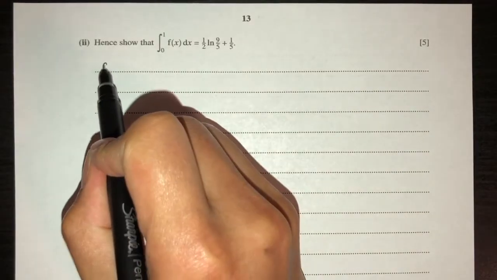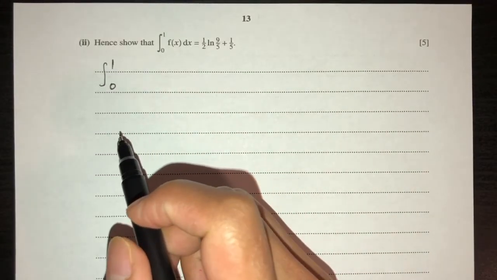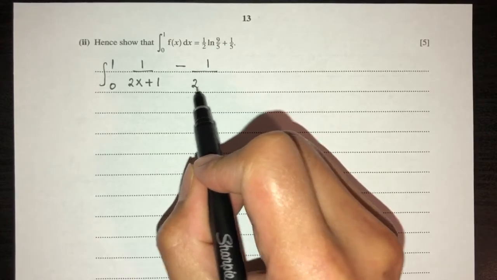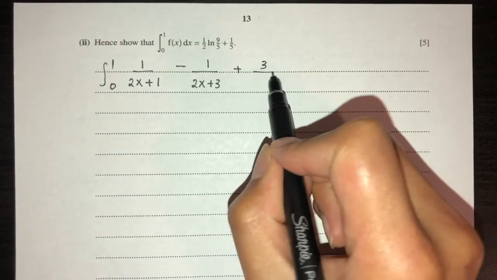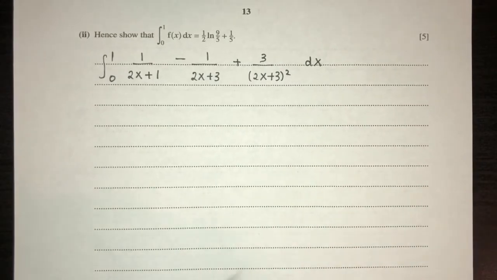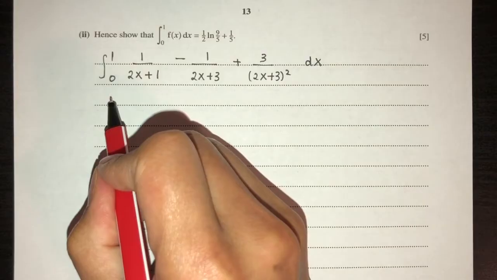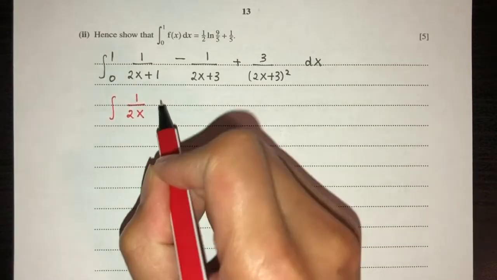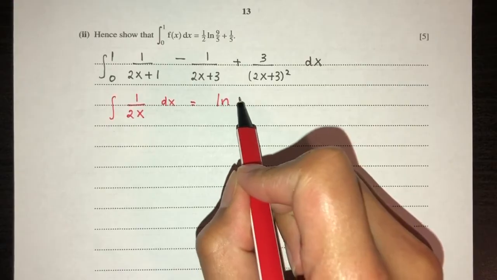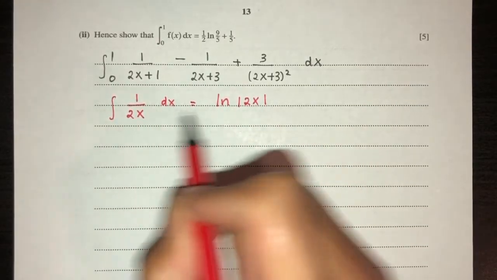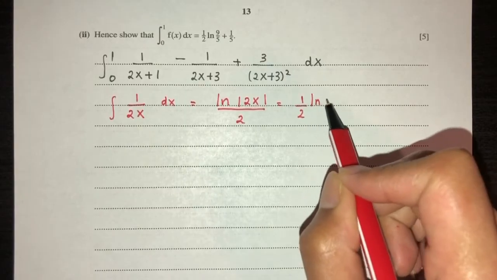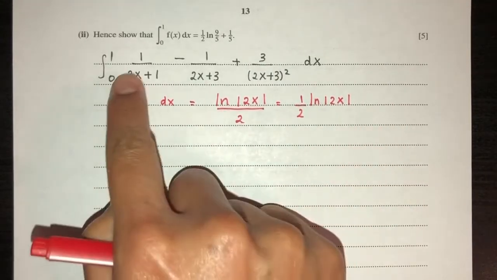So first, let's rewrite down f of x in terms of your partial fraction. So as you have seen in part 1, it is equal to 1 over 2x plus 1 minus 1 over 2x plus 3, and then plus 3 over 2x plus 3 squared, and this is of course with respect to x, dx. So let's do one by one. So first you have to know how do you integrate something which is like this. So this is an example to help you do this too. It will be equal to ln of the inside value, which is 2x, of the denominator, then divide by the differentiation of 2x, which is 2. So you will have half of ln of 2x.